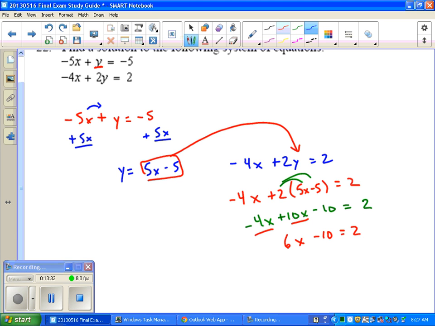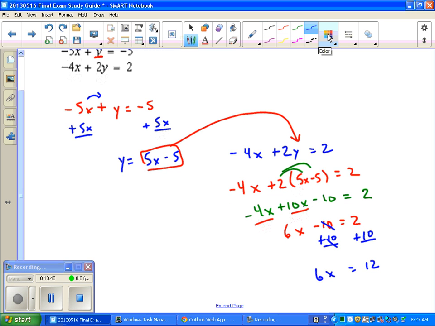Get rid of minus 10 by adding it. If you do it to the left, add 10 to the right. Leaves you with 6x. It'll cancel here, equals 12. Get rid of 6 times something by dividing by 6. Do it on the right side as well. X's value, I'll write it over here, equals 2.